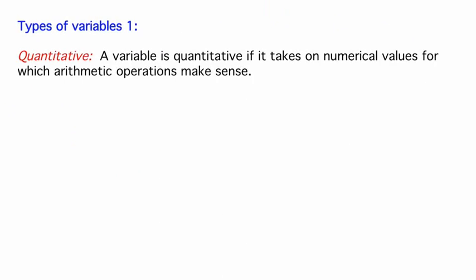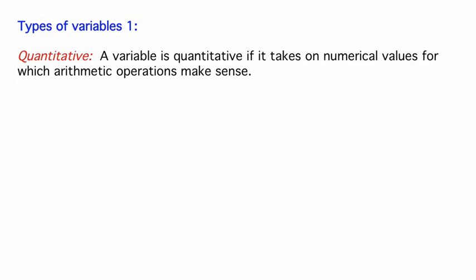As we've already seen, variables can be of various types. A variable is quantitative if it takes on numerical values for which arithmetic operations make sense. For a quantitative variable, saying that one observation is twice as large as another has a practical meaning. If one soccer player's salary, say, is twice that of another, that has a clear meaning.